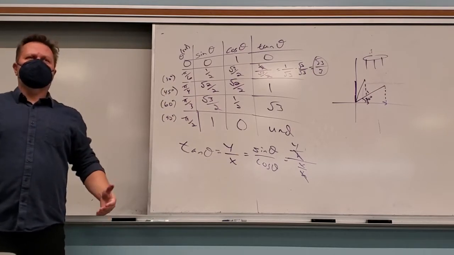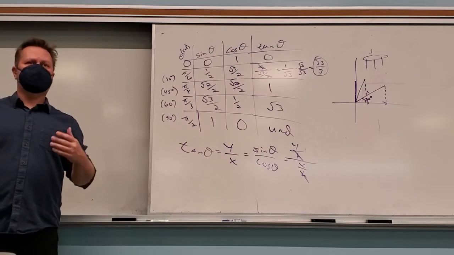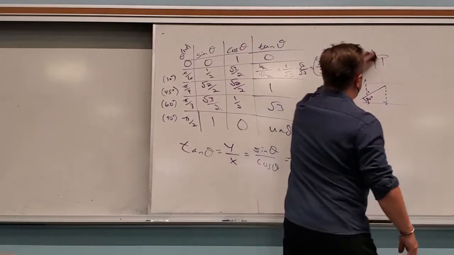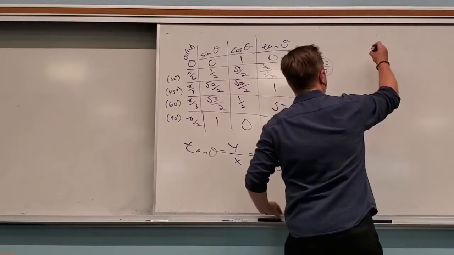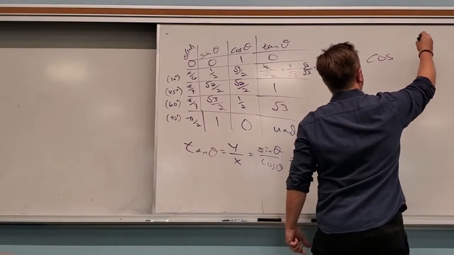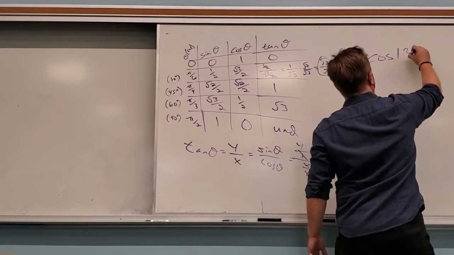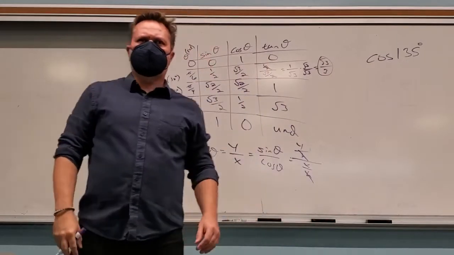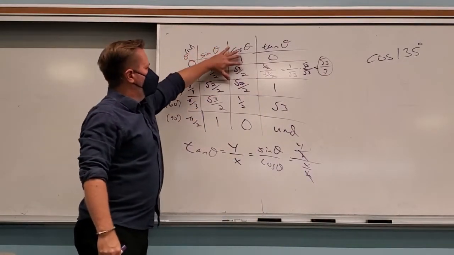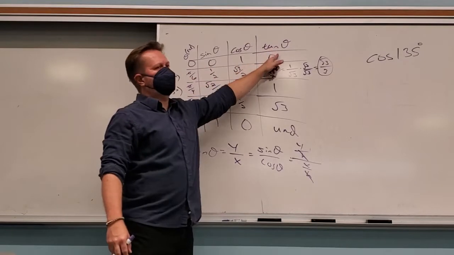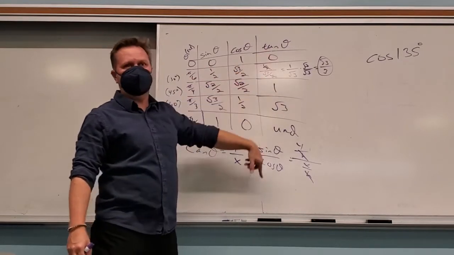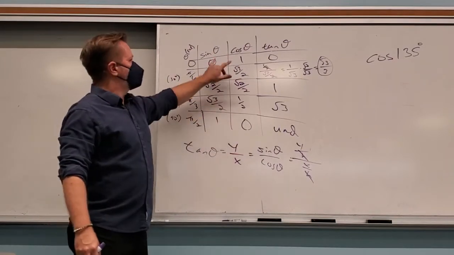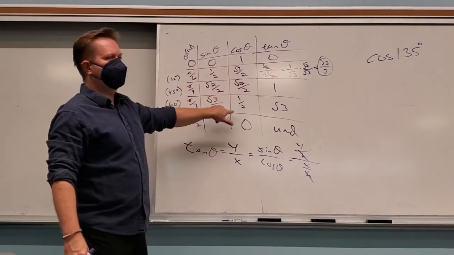What do I do if I'm in a different quadrant? Right? So for example, what if I ask you, what is the cosine of 135 degrees? And let's assume you have these memorized. I don't memorize these. You can if you want to. I just create these as I need them because I know these. So you need to somehow be able to call these up in your head.